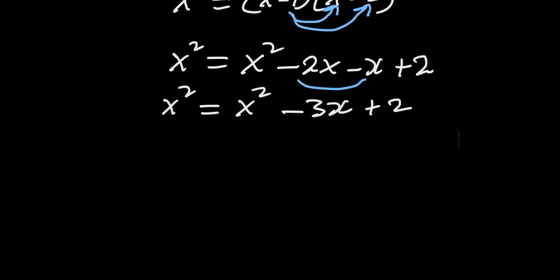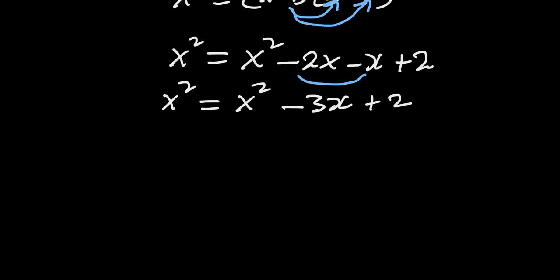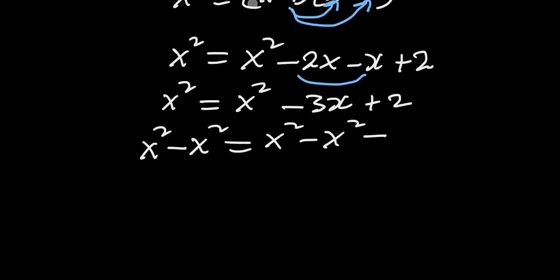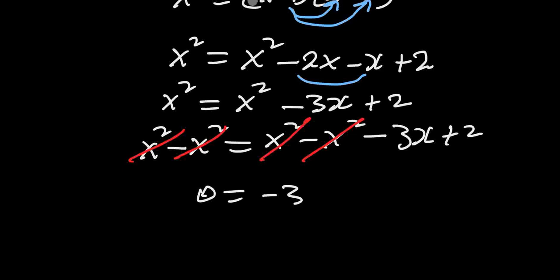So now we can just subtract x squared from both sides. So if you subtract x squared from both sides, x squared minus x squared is equal to x squared minus x squared, -3x plus 2. So x squared minus x squared is 0, so this will be out, and this will be out. So now we have 0 is equal to -3x plus 2.